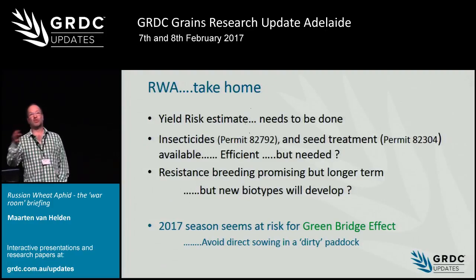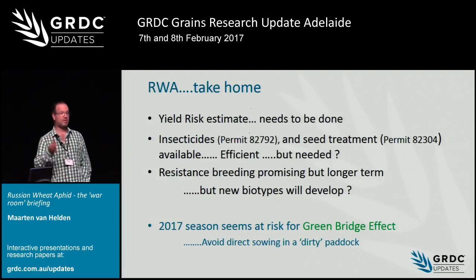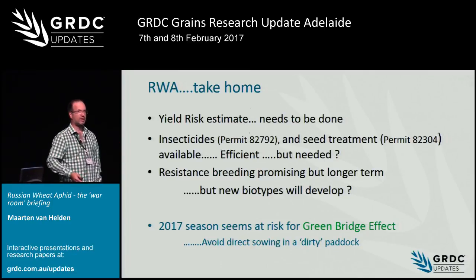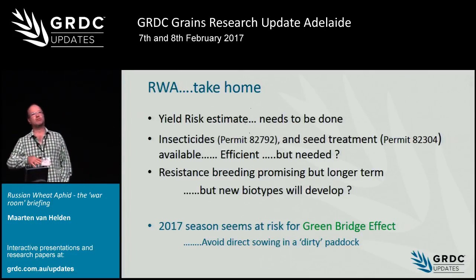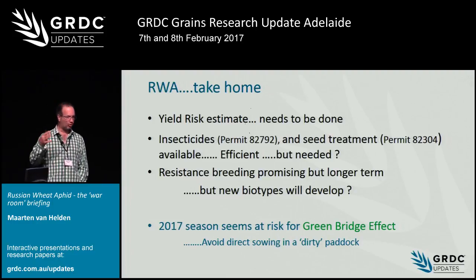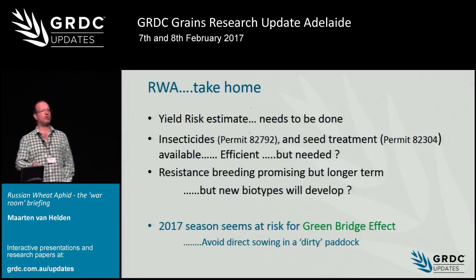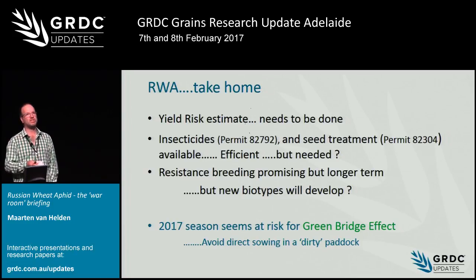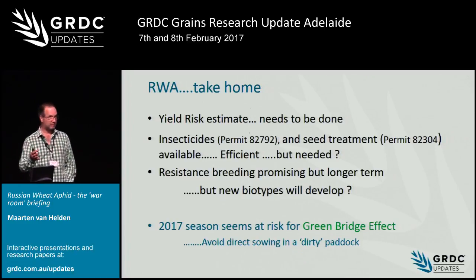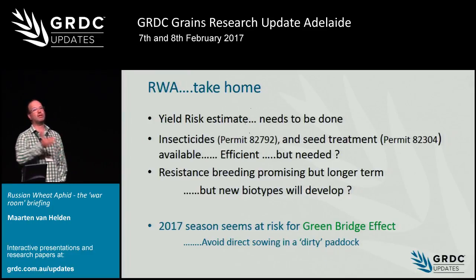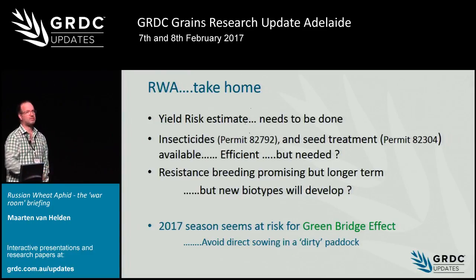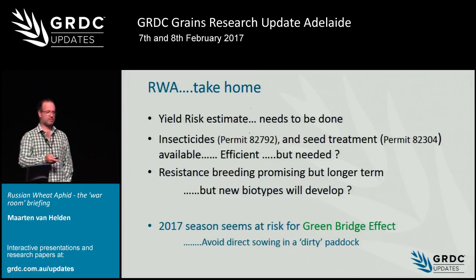Take-home message, well, there's a lot of missing data. We don't have a good idea about yield influence. We do have insecticides available at the moment. There will be some new insecticides registered, I presume. The resistance breeding will be the solution longer term. Just for this autumn, when you're going out to sow your paddocks, be aware that this green bridge effect seems to be a real risk. So don't just sow directly in a dirty paddock. You probably should suppress your weeds before you actually go in sowing.